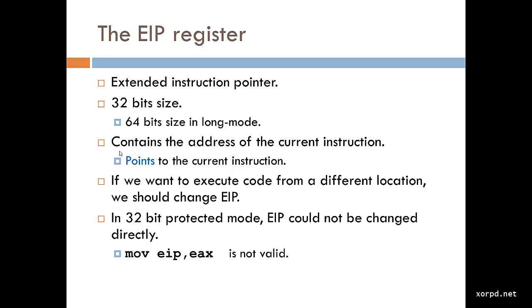If we want to run different code from somewhere else, we just have to change the value of EIP to that other location. In 32-bit protected mode, EIP could not be changed directly. For example, if you try to put this instruction inside your own code, move EIP, EAX, it is not going to work. It is not going to work in the sense that the assembler will not assemble it because there is no such instruction, at least not in the 32-bit protected mode. We have to find another way to change EIP if we want to change the flow of our program.